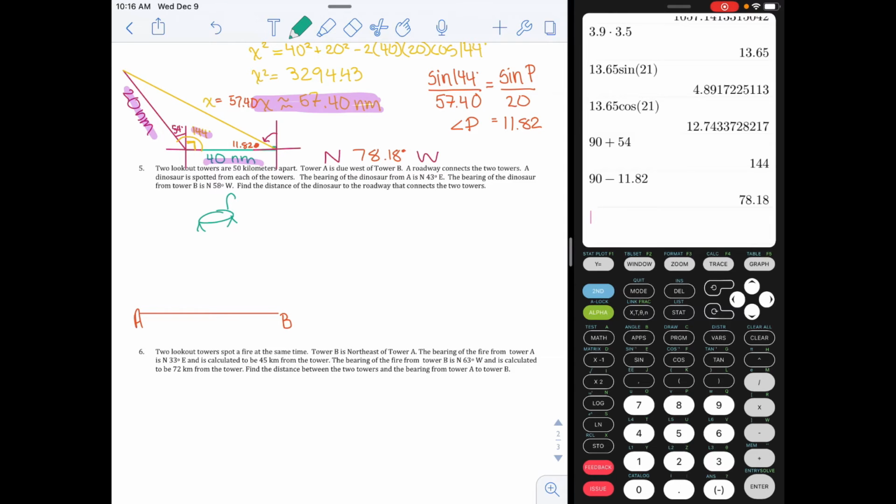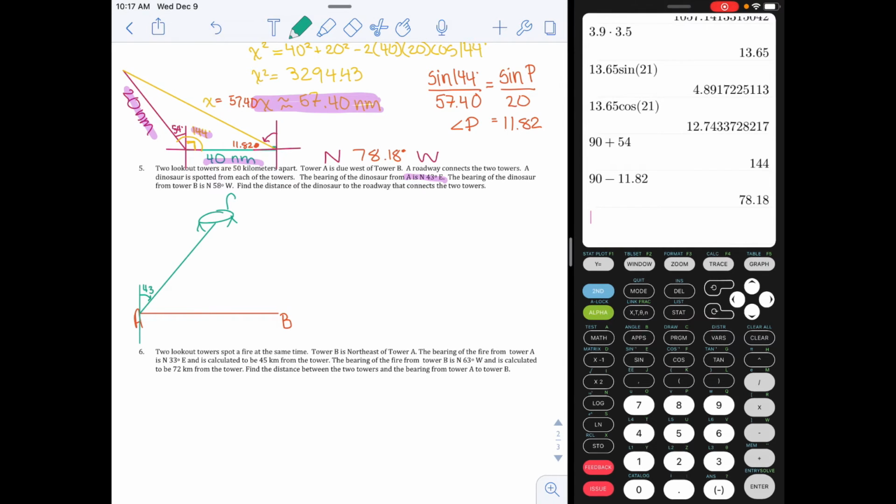Okay, so we spot him. And what are our bearings? Over here it says from A we have a northeast. So I'm going to draw in this line. It's a bearing, so I need to draw in my poles. North to east, okay, it makes sense. It's going to the right, and it said 43.